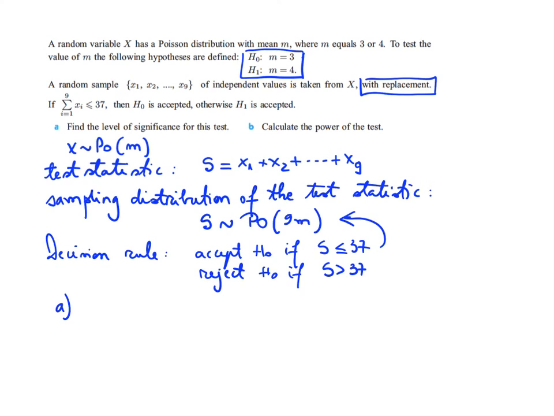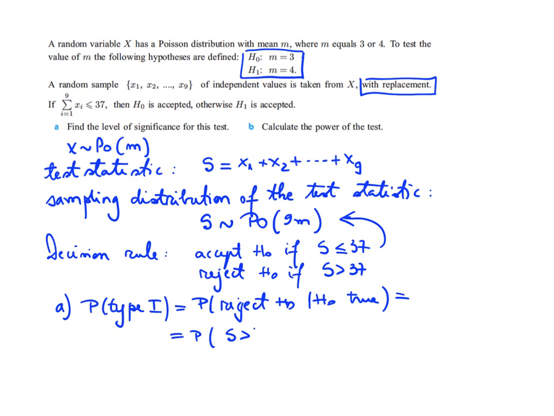Part A, find the significance level of this test. Significance level is the probability of a type 1 error. So it's the probability of rejecting H0 given that H0 is true. Probability of S bigger than 37 given that S is Poisson of 9 times 3. So you choose your way to calculate this, and my answer is 0.0263 to 3 significant figures.